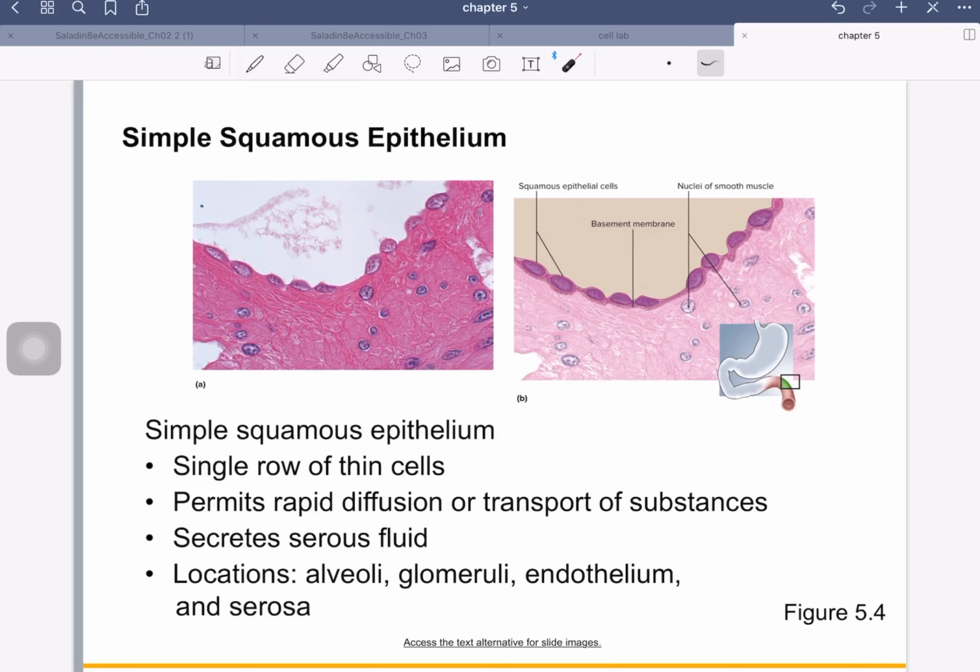I wouldn't ask you at this point to memorize where they are. We'll see them as we come, but just as an FYI, the alveoli, glomeruli, endothelium, serosa, these are all areas where you have to exchange a lot of materials.